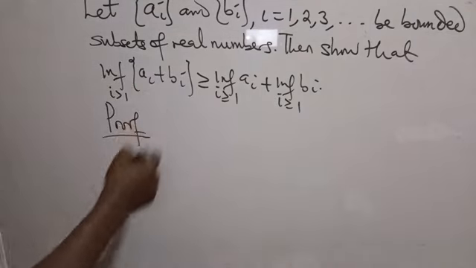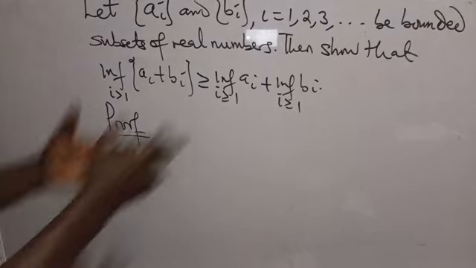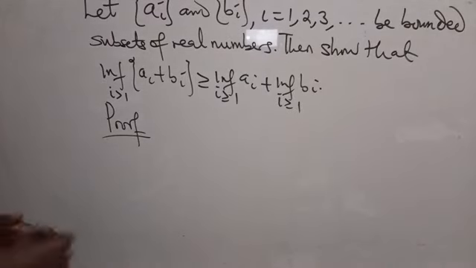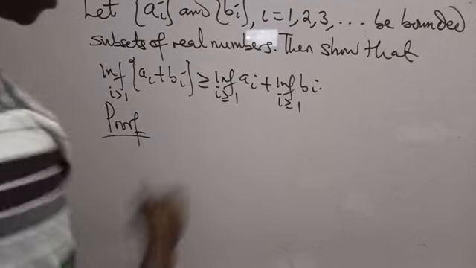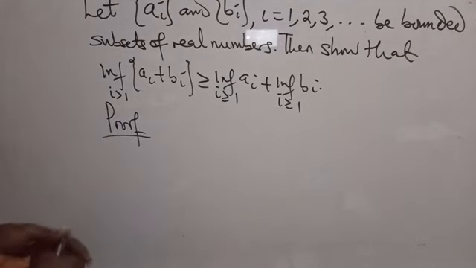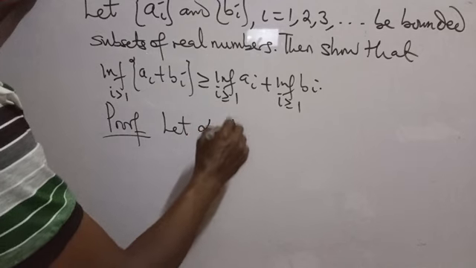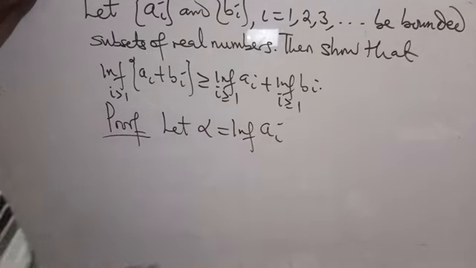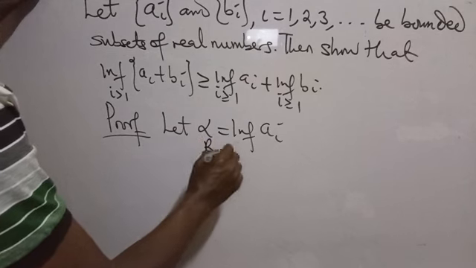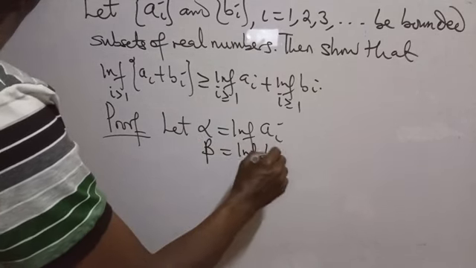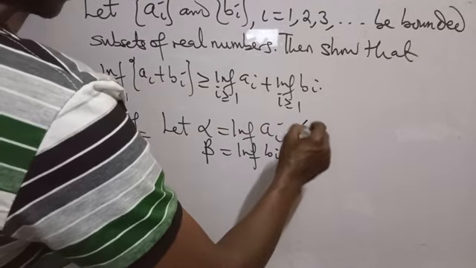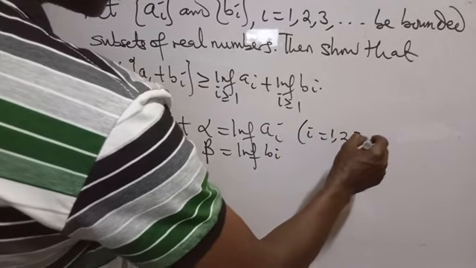Then we are asked to show that the infimum of the sum of A_i and B_i, that is the two of them, is greater than or equal to the infimum of the individual subsets. That is, greater than or equal to the infimum of A_i plus the infimum of B_i. So let's start with this. Let's use some constants as the infimum. Let alpha be equal to the infimum of A_i and beta be the infimum of B_i. Don't forget our i moves from 1, 2, 3, and so on.